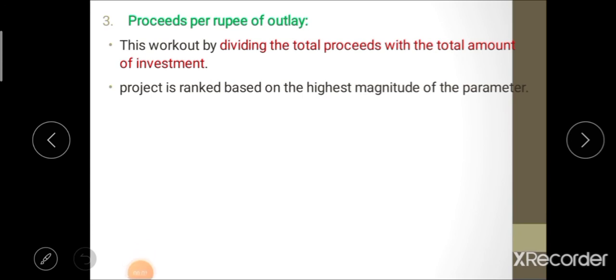Third method is proceed per rupee of outlay. Under this method, the magnitude is calculated by dividing total proceeds by the total amount of investment. So total income divided by total amount of investment, we get proceed per rupee of outlay. And selection of project is done on the basis of highest magnitude of this parameter. That means the project having the highest magnitude of this ratio will be selected for further implementation. This is the method of proceed per rupee of outlay.